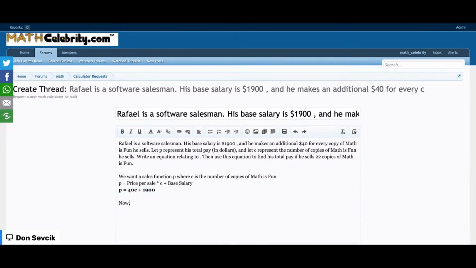Now we want to know total pay if C equals 22. P equals 40 times 22 plus 1900. P equals, off camera here, 40 times 22 is 880. 880 plus 1900. P equals 2780.